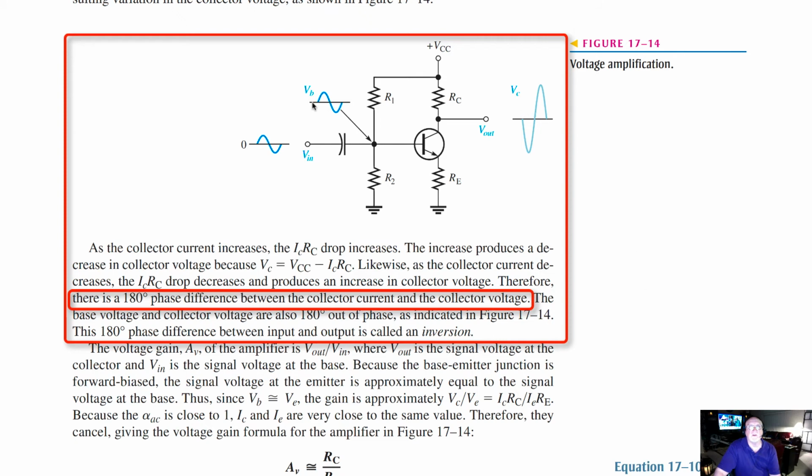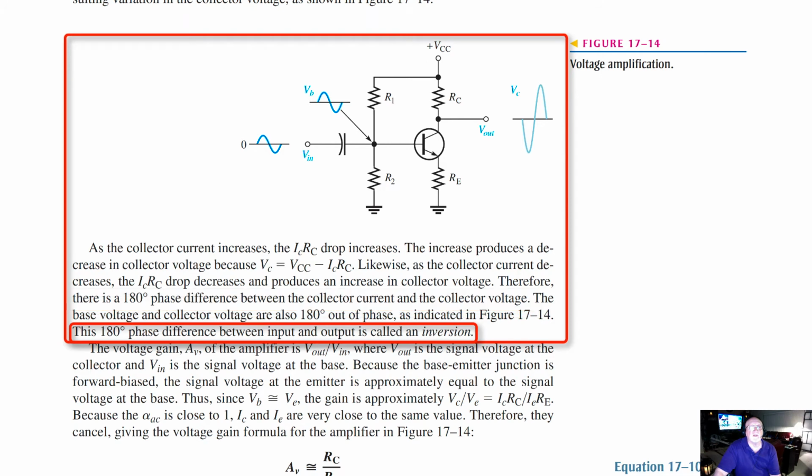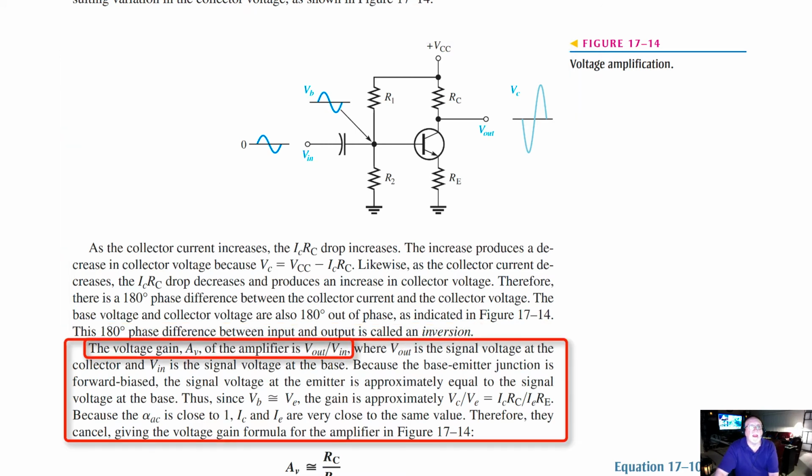And we can see what's going on here. We've got a phase shift that's occurred from here and the input. This 180-degree phase shift difference then between the input and the output is called an inversion. The voltage gain, A sub v, little v in this case, of the amplifier is V out over V in. So we're seeing this relationship again of output over input, much like we saw earlier when we did decibels, where V out is the signal voltage at the collector and V in is the signal voltage at the base.